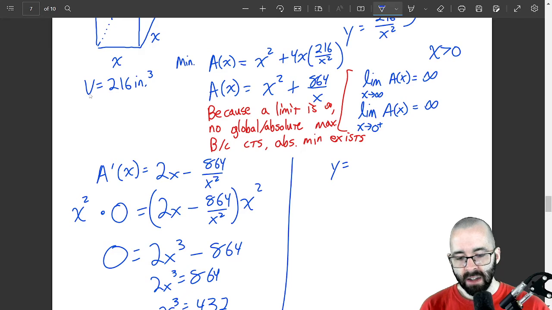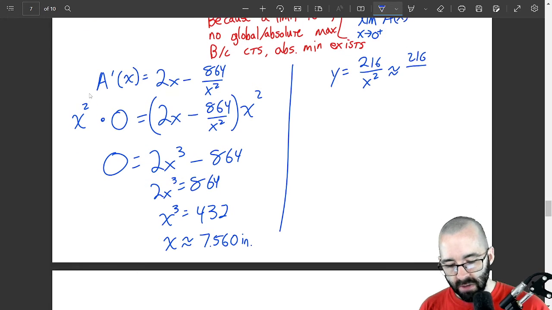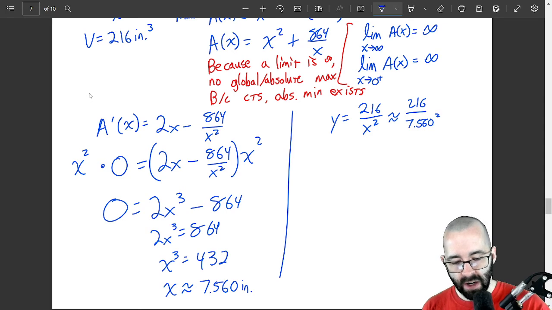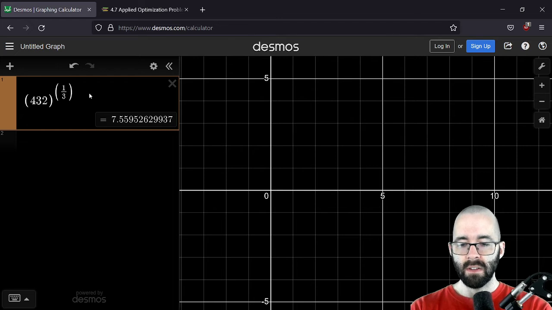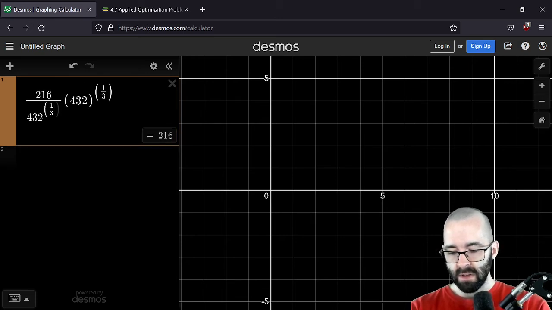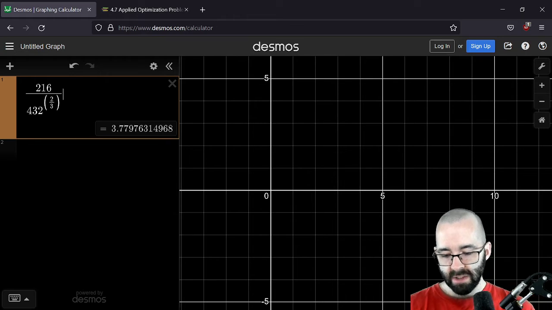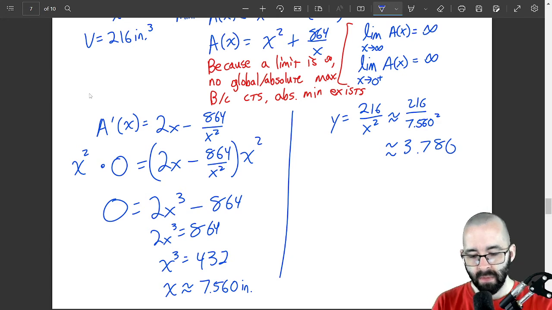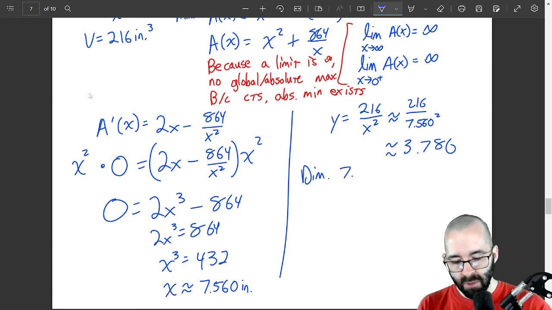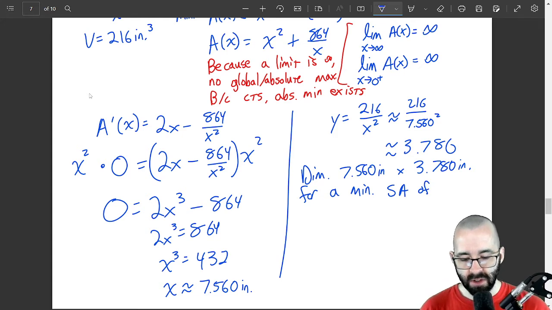The y coordinate, we said y was 216 over x squared. That's approximately equal to 216 over 7.560 squared. Calculate that out. 216 divided by this answer squared. We can square it by putting a 2 here. About 3.780. So the box has dimensions 7.560 inches by 3.780 inches for a minimum surface area of whatever the function result is.